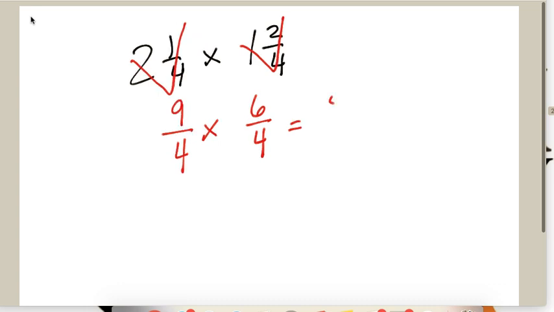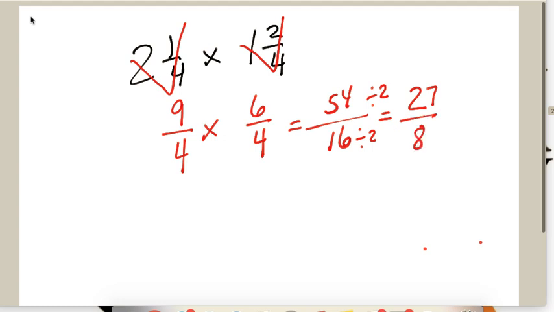9 times 6 is 54. 4 times 4 is 16. Now I have an improper fraction, so you divide. One way that you can also, another strategy is that you can simplify the fraction ahead of time. So I can see, well, what number goes in both 54 and 16? Well, I know 2 can go into both of these, so I would divide 2 into 54, and I would get 27. And I would divide 2 into 16. I would get 8. Ooh, that's a lot smaller numbers to work with to now change to a mixed number.